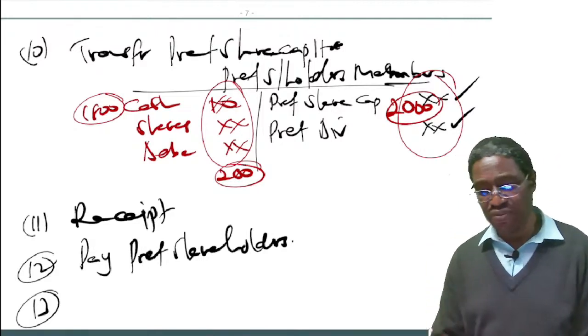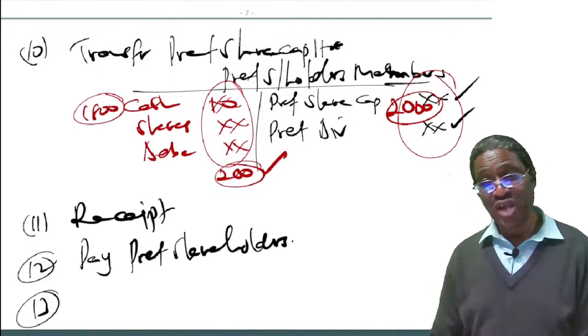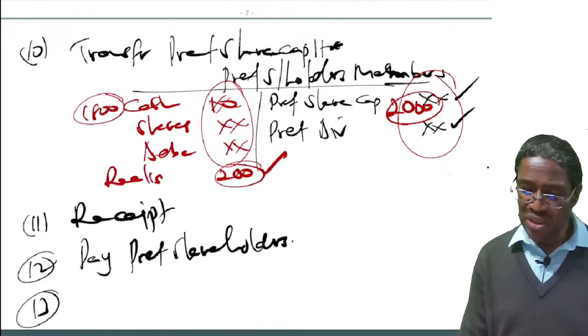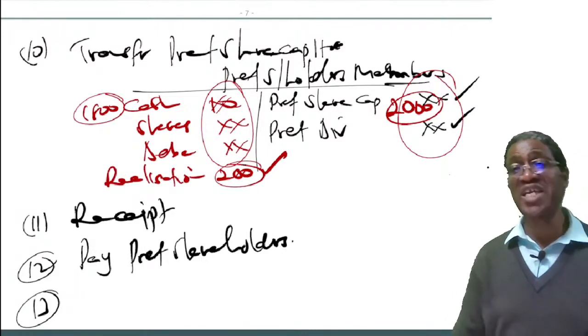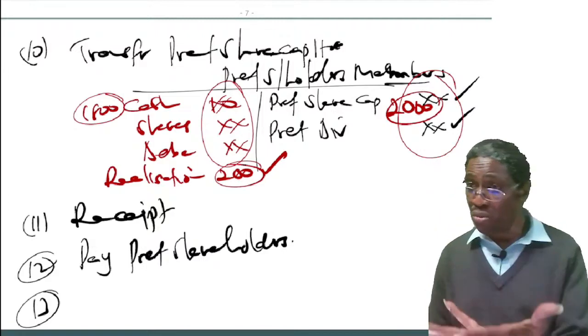Automatically it means therefore, as a company, I've made a gain. So that gain of 200, I will debit the members and I will credit realization. I take it to the realization account. Don't forget I told you we are not running a normal business.